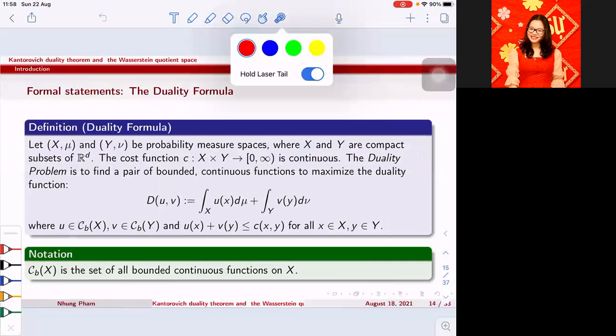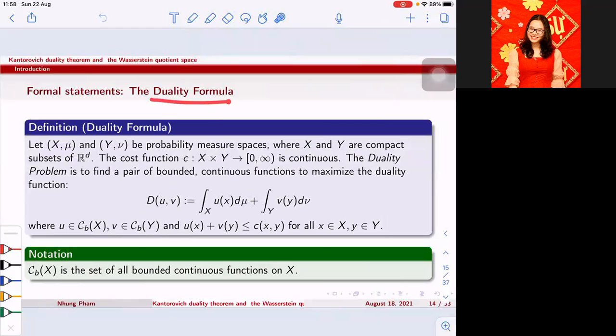So in fact, we can write the minimizing problem into a maximizing problem via the duality theory. So the duality formulation is here, so that the duality problem is to find a pair of bounded continuous functions such that u(x) plus v(y) is less than or equal to the cost function for all x in X and y in Y, to maximize the duality function here.